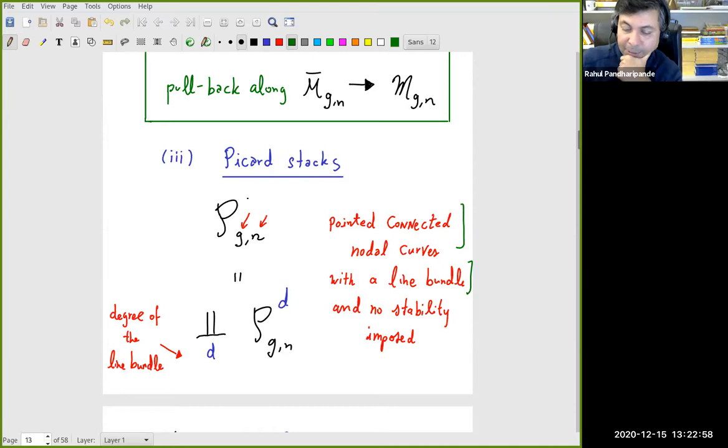And that means that this Picard stack is a disjoint union of a countable number of other stacks where I fix the degree, because the degree is an invariant. You can't change the degree. It's a deformation invariant, the degree. So often we'll just consider the whole thing. I think it tends to be useful to think about this stack all together, all the degrees together. Okay.